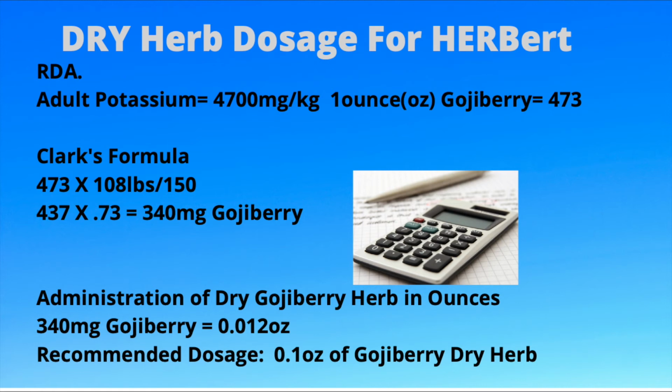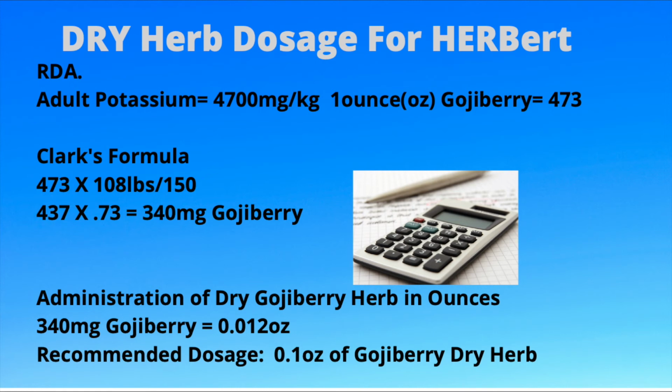And if you remember the Clark's formula, we take the adult dosage of the herb, we multiply it times the weight in pounds, and we divide it by 150, which is standard. And as I stated, we learned how to convert the weight from kilograms to pounds because we were given young Herbert's weight in kilograms at 40.1, and we converted it by multiplying it times 2.2 to give us 108 pounds. So let's go through this formula real quick.